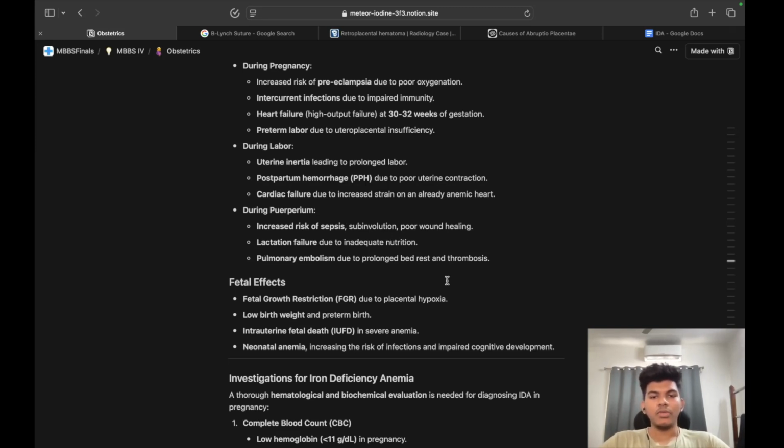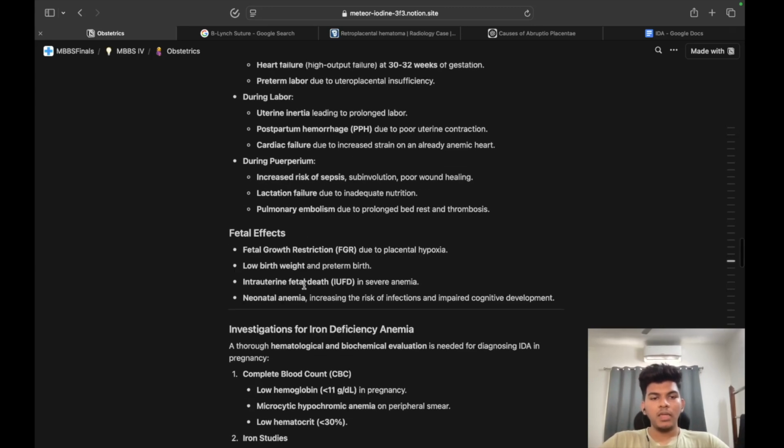Lactation failure due to inadequate nutrition, and pulmonary embolism due to prolonged bed rest and thrombosis. So this is during puerperium. Now coming to fetal effects. Fetal growth restriction due to placental hypoxia, low birth weight and preterm birth, intrauterine fetal death and neonatal anemia, increased risk of infections and impaired cognitive development.